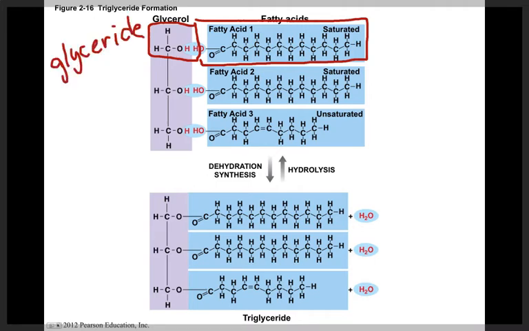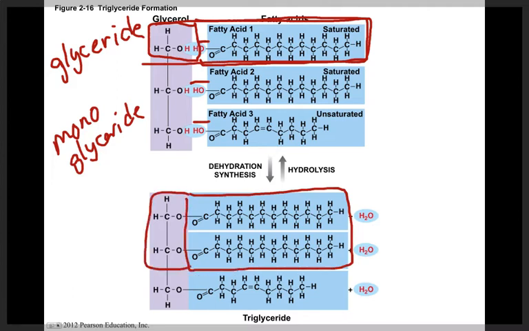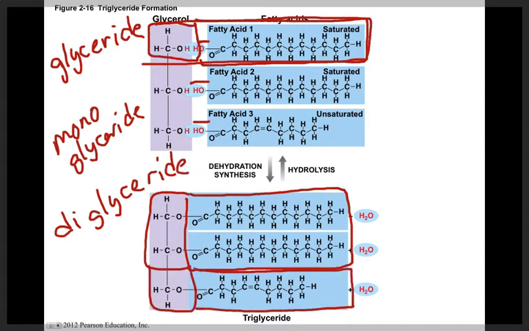Through the process of dehydration synthesis, a fatty acid could bond to a glycerol group to become something larger. And so when there's only one fatty acid chain bound to a glycerol group, we would then call that a monoglyceride. If two fatty acid chains are bound to a glycerol group, then it would be called a diglyceride. And if three fatty acid chains are bound to the glycerol group, that would be called a triglyceride.